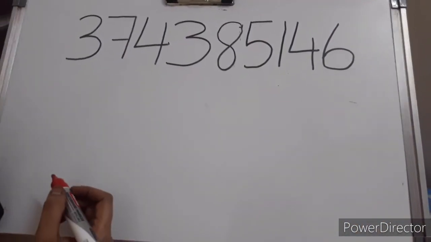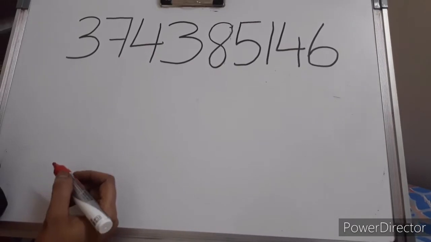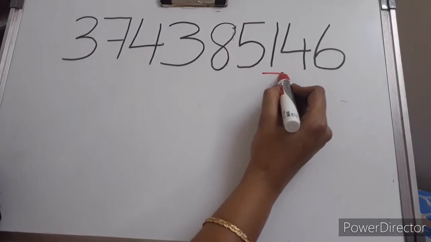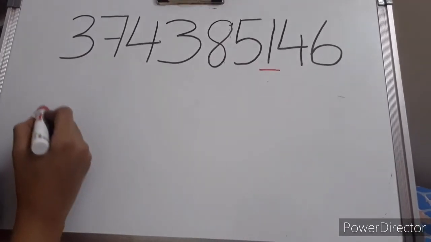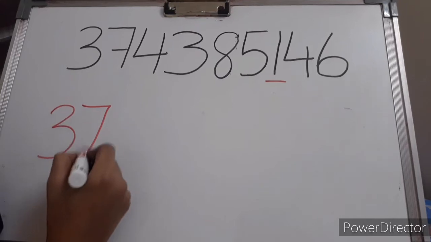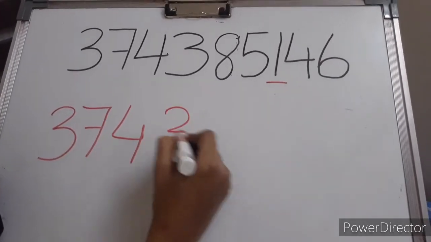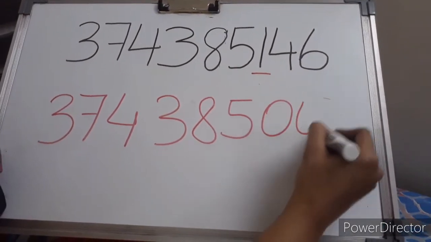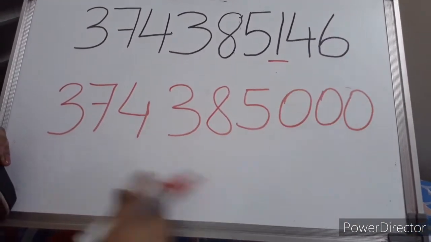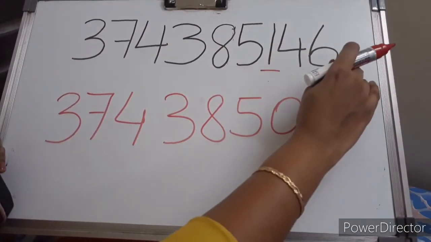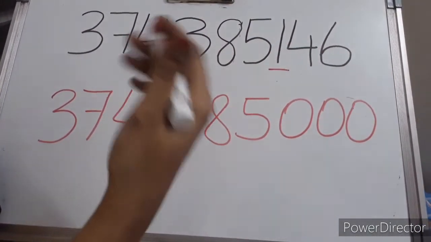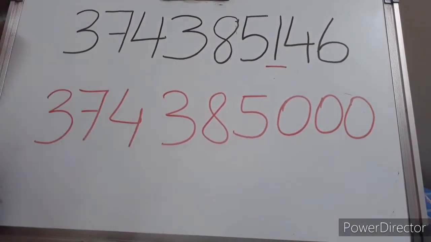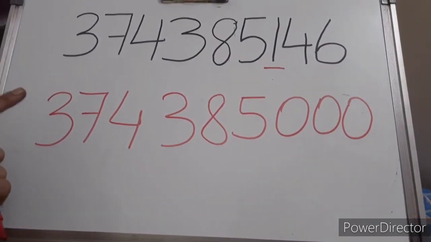So next is nearest to 1000 place. Again, what do we have to examine? We have to examine the 100 place value digit, which is 1. And so it is less than 5. So again our number will be 3, 7, 4, 3, 8, 5 and subsequent 0, that is 5,000. So here you can see how big the number is. If it is told you have to do nearest tens, then don't get scared of it. You have to just follow the simple method. You have to follow that chart which I showed you before in the video.